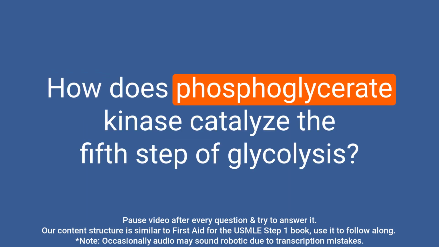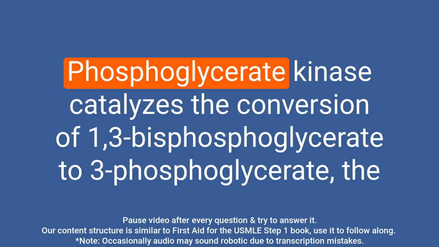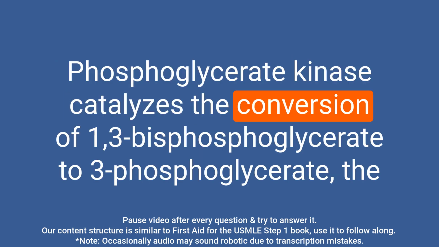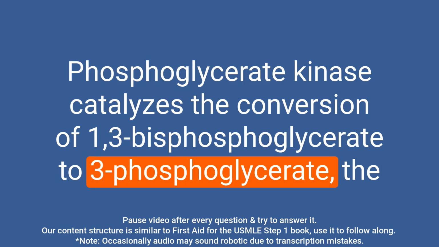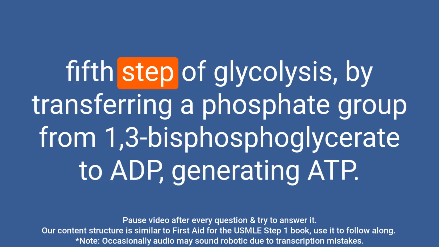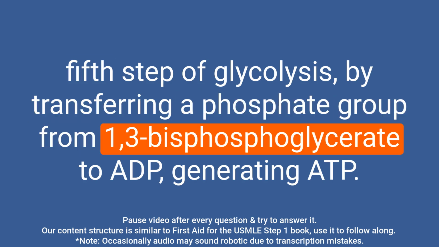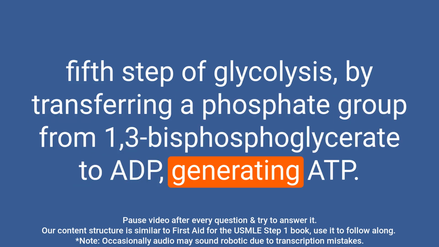Question: how does phosphoglycerate kinase catalyze the fifth step of glycolysis? Answer: phosphoglycerate kinase catalyzes the conversion of 1,3-bisphosphoglycerate to 3-phosphoglycerate, the fifth step of glycolysis, by transferring a phosphate group from 1,3-bisphosphoglycerate to ADP, generating ATP.